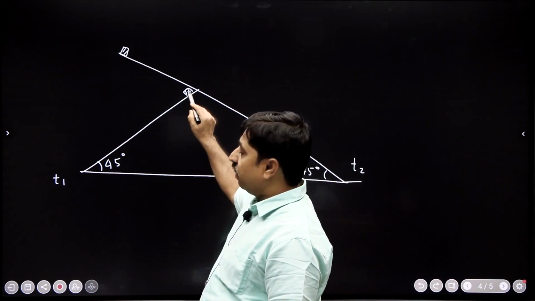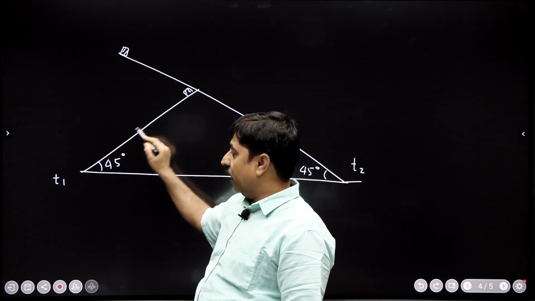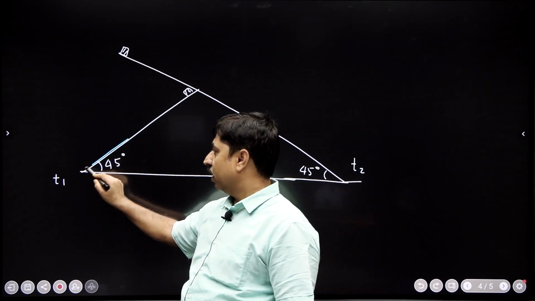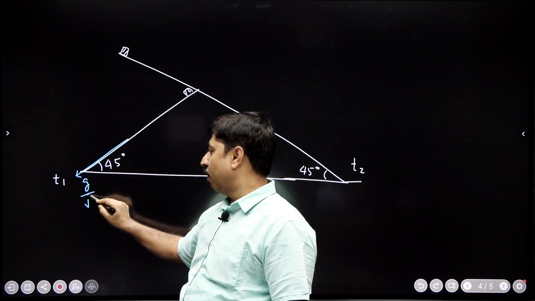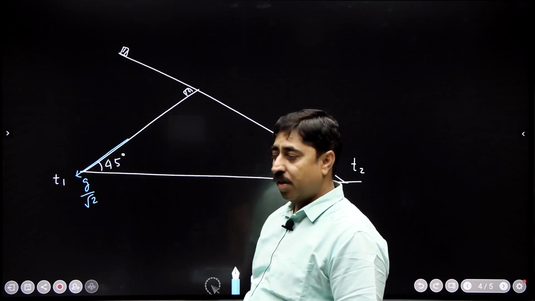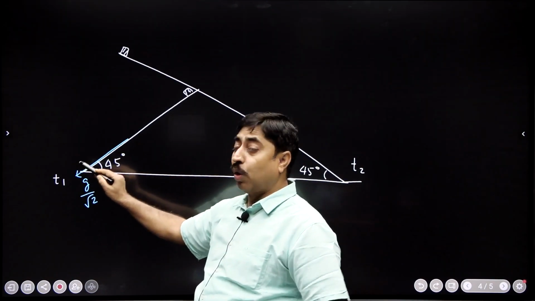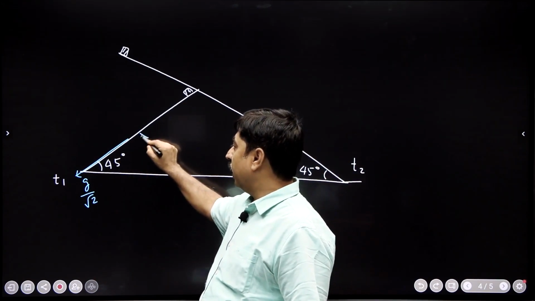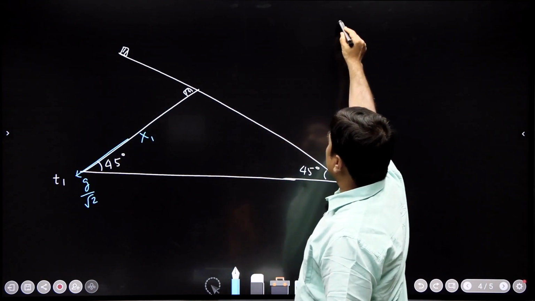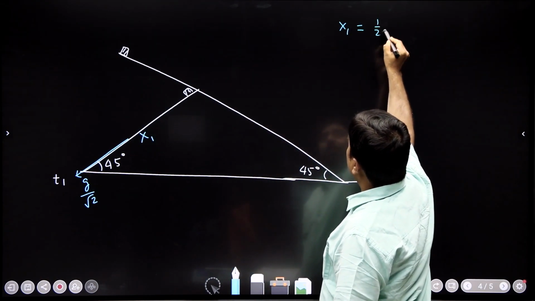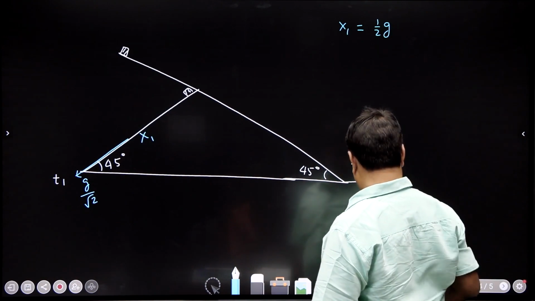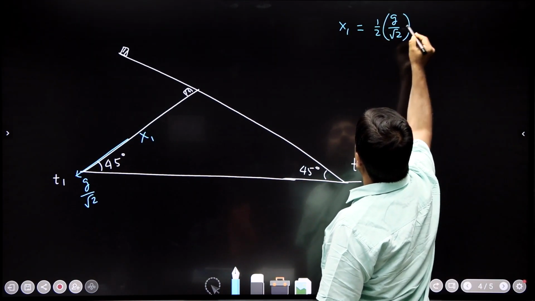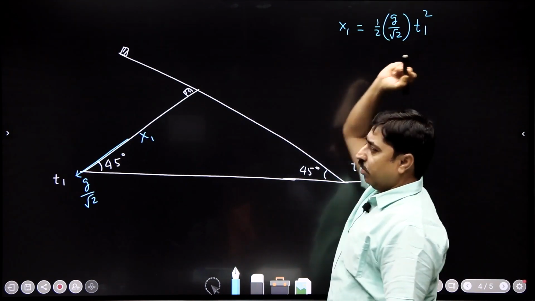The question says that if a particle is released from here, it takes time t1 to reach here. It is a smooth inclined plane, so I hope all of you understand that acceleration will be g by root 2, g sin theta. So this particle travels with a constant acceleration of g by root 2 and takes a time t1 to reach the bottom, which means the length of this inclined plane x1 is nothing but half g by root 2 half a t square.